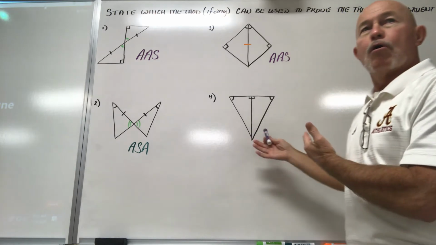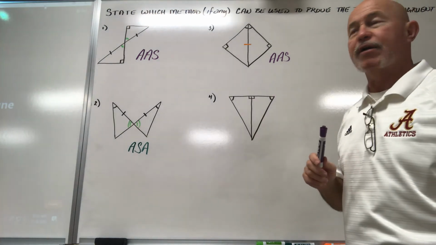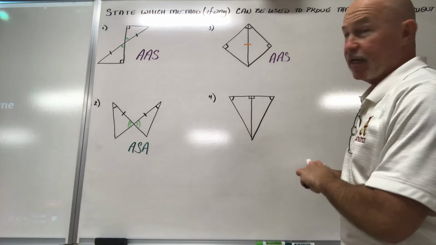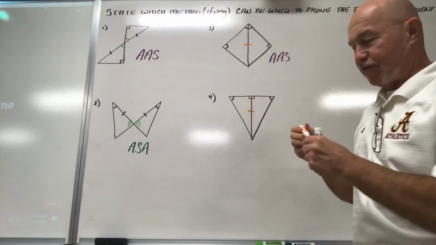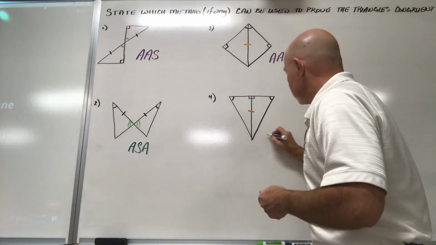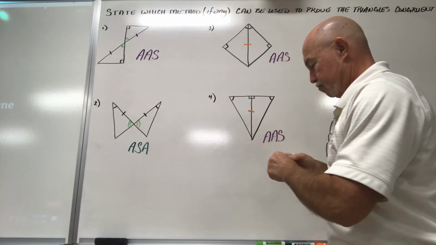Over here, pair of congruent angles. Another pair of congruent angles. In this one, we've got another shared side. So we've got angle, angle, side.